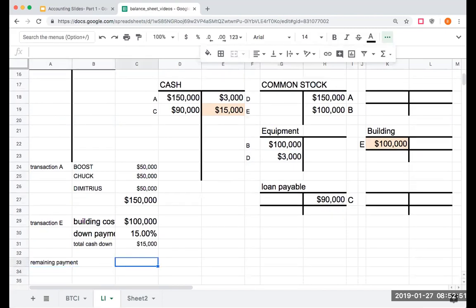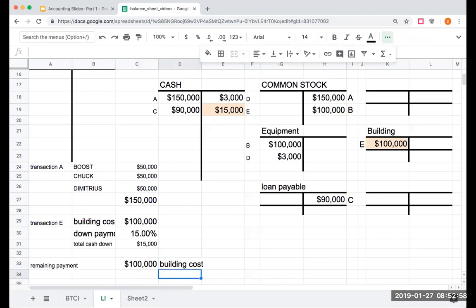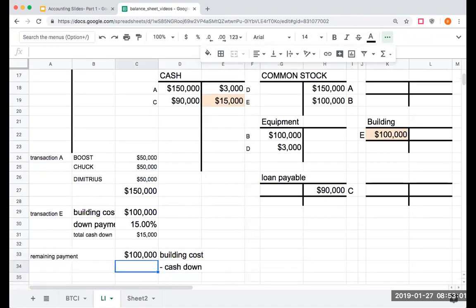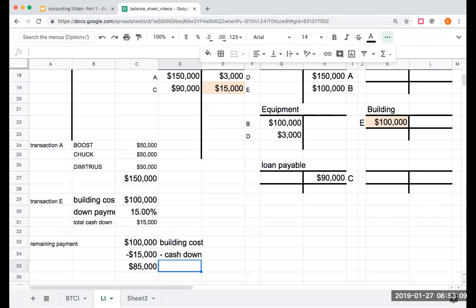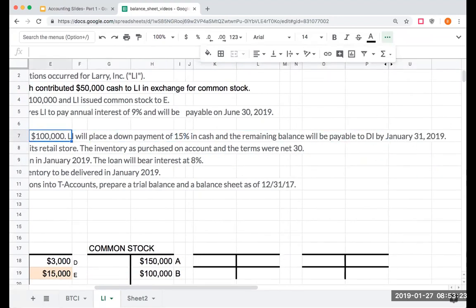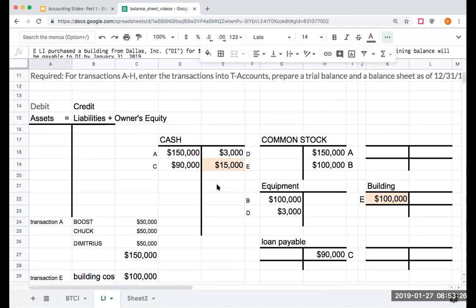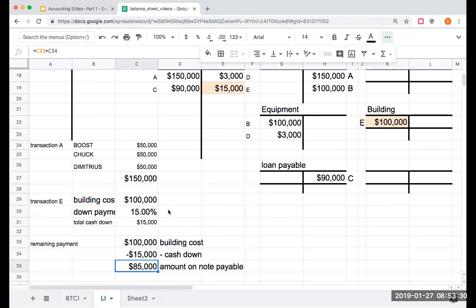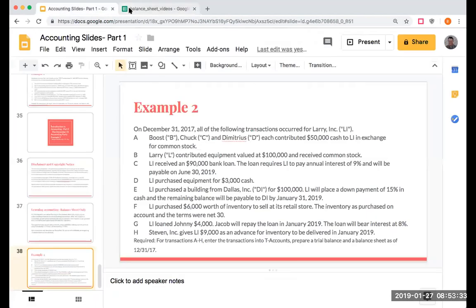So over here, we're going to have our remaining payment, which is going to be the $100,000 building cost less the cash down of $15,000. And this is going to give me the amount on a note payable. Okay. So right here, the remaining amount: I make a down payment of 15% cash, and the remaining balance will be paid by January 31st, 2019. Now, this is a liability. I have to pay this amount by January 31st, 2019.